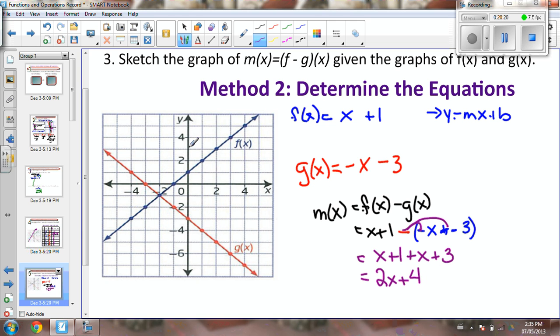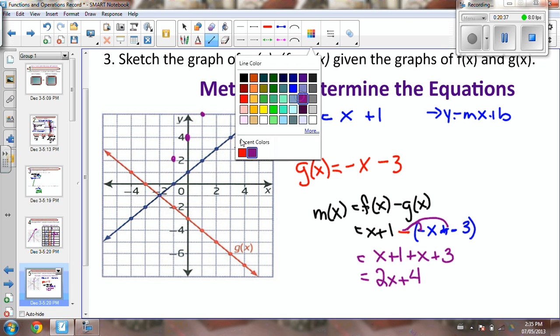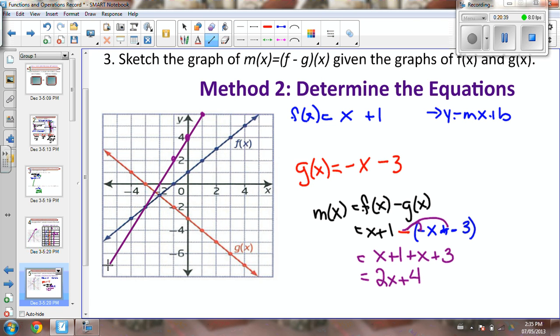This I can graph. My y-intercept is at 4, up 2 over 1, and for good measure, down 2 to the left. And then I can draw my line. Let's use this guy. And you will see that that gives you exactly the same thing you had before. So this is h of x. Both methods are totally acceptable.